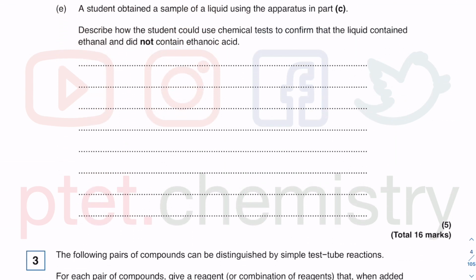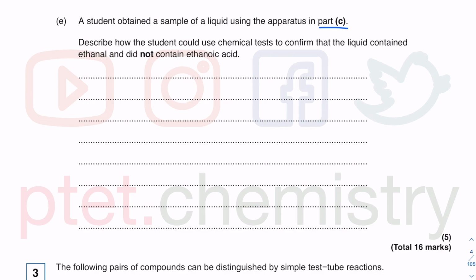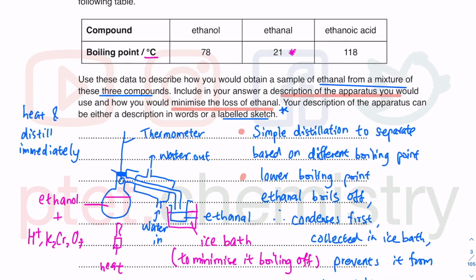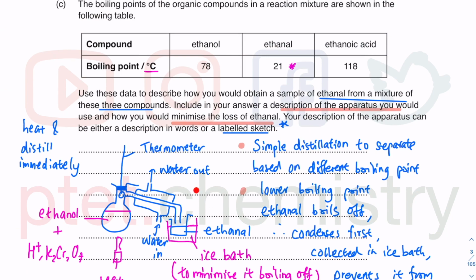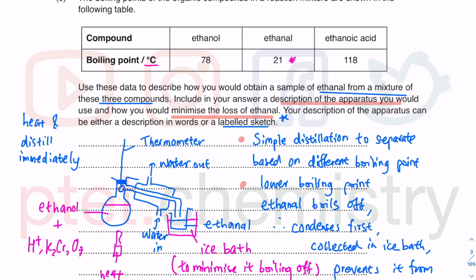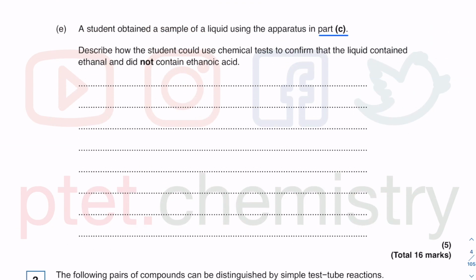So this last part of the question, we have a student obtaining a sample of the liquid using the apparatus in part C. So part C was simple distillation to get the aldehyde specifically. So that means there was the heat and distill, and they will have gotten the aldehyde. So this is to obtain the ethanal, which is the aldehyde. Aldehyde is named with the -al at the end.